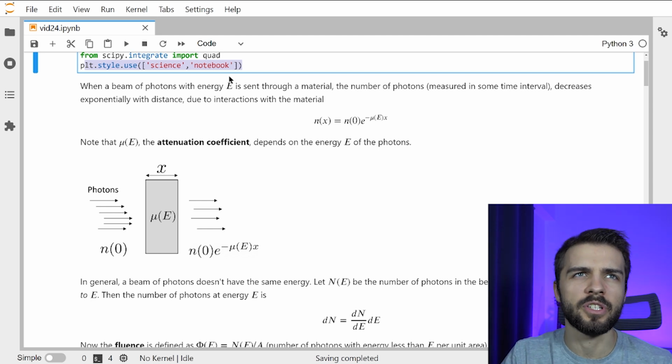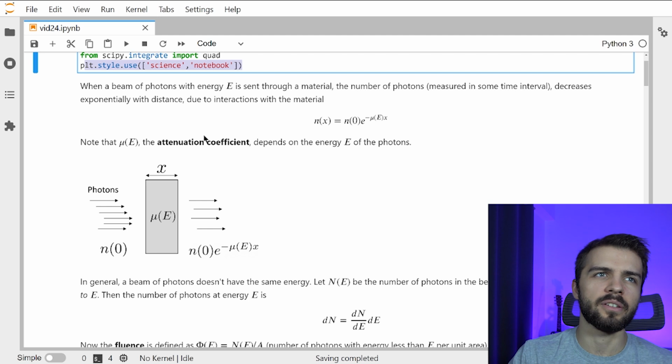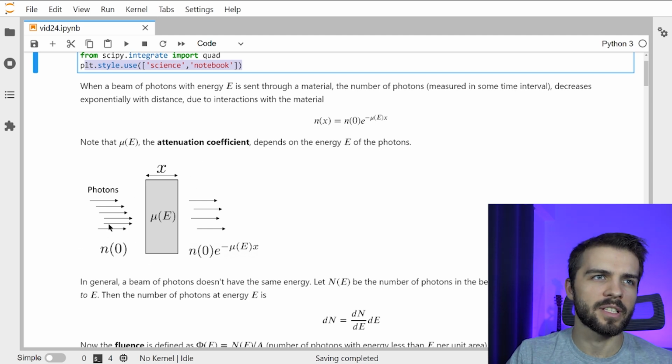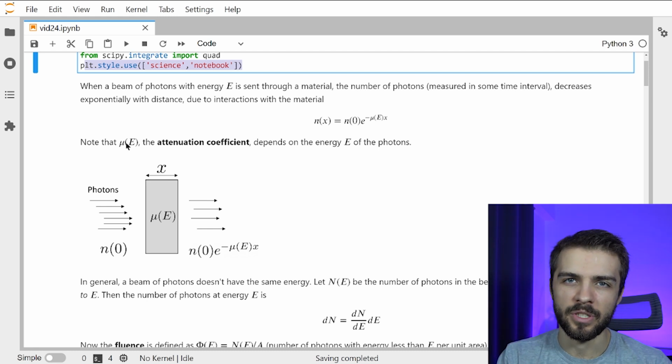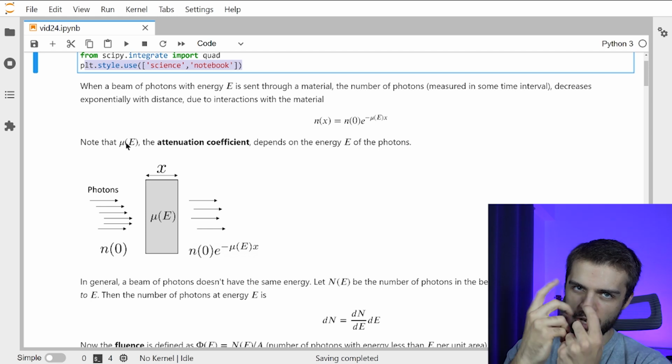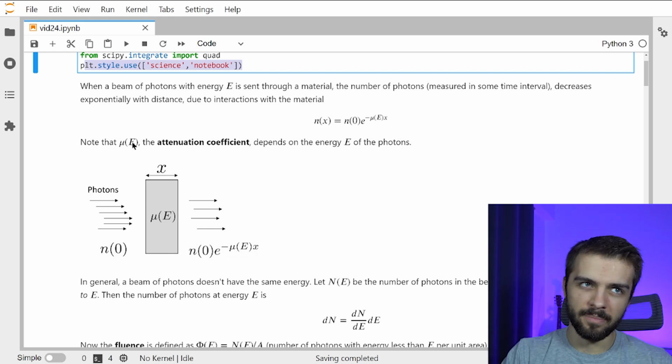So a beam of photons with energy E, they're all the same energy for now, is sent through a material. And the number of photons decreases. So you're sending them through a material, as you can see in this picture here. There's photons coming in, you have N of them. There's a material blocking, and then you have a decreased number. That's an exponential here, so it's decreasing the longer this distance is. It increases with x. So μ, which is a function of energy, is the attenuation coefficient. So this determines how many photons are absorbed in the material, right? Because you get photons absorbed in the material and some pass through.